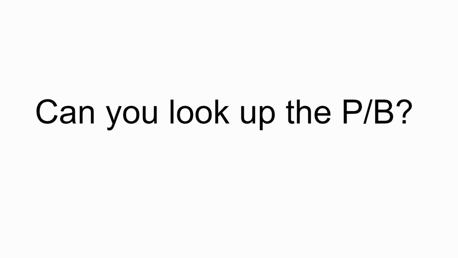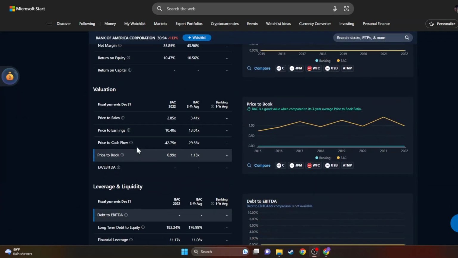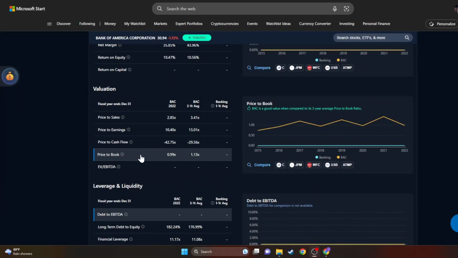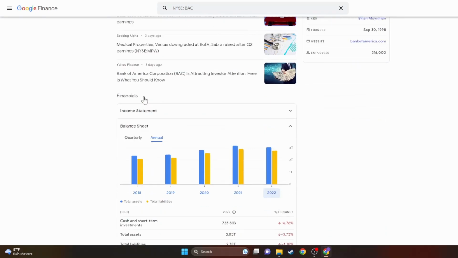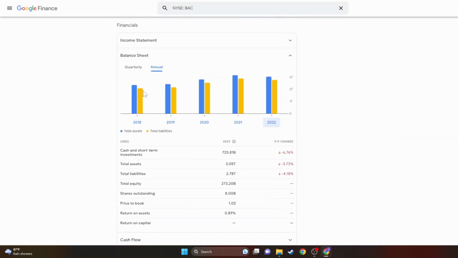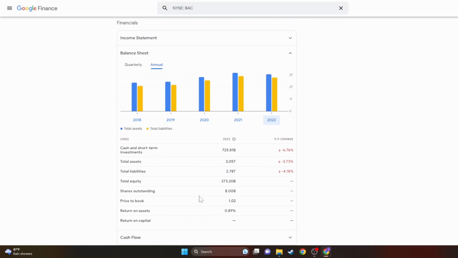Now let's take a look at where you can look up the price to book value online. Go on to Analysis, Annual, and I scroll down until I find Valuation, and I can look up the price to book ratio for 2022 is 0.99. If MSN isn't your cup of tea, you can go to Google Finance, type in the company name or ticker symbol, scroll down until you find the balance sheet, set to annual, and I will find the price to book ratio is 1.02.